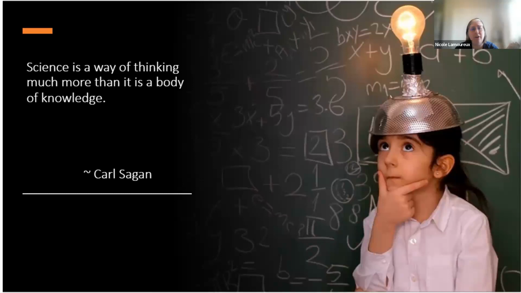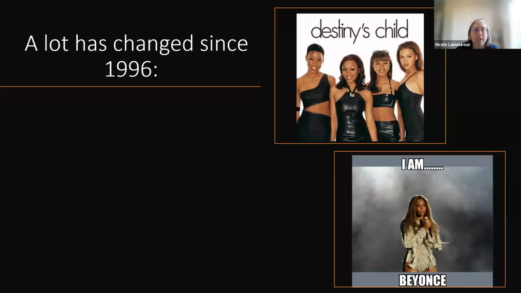I think what Carl Sagan says here, that science is a way of thinking much more than it is a body of knowledge, is where the methods come in, the thinking part of building that knowledge. A lot has changed since 1996, and I often used to joke that the old curriculum was written when Beyonce was part of Destiny's Child. And I think science needs to be the core queen bee that it is.